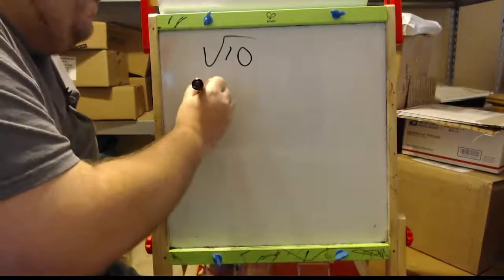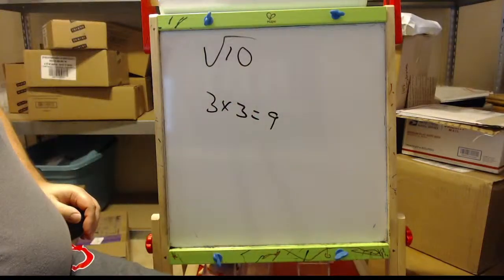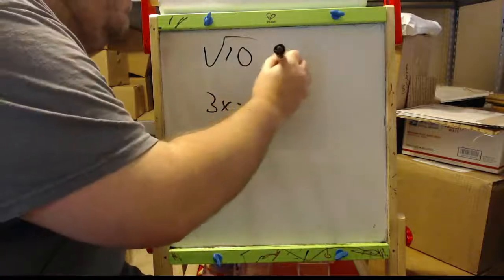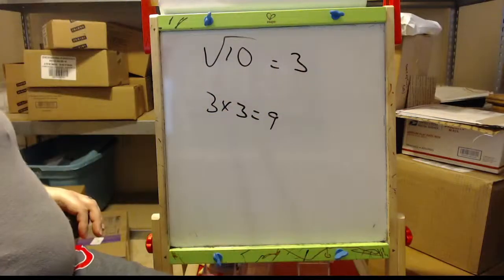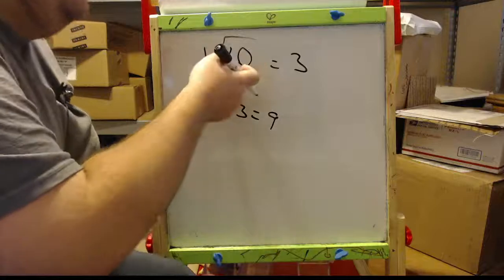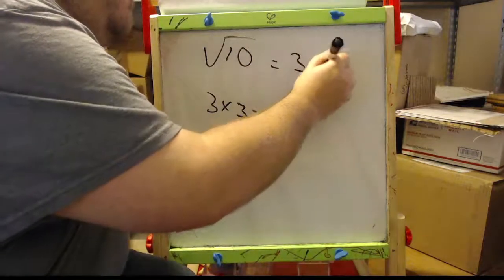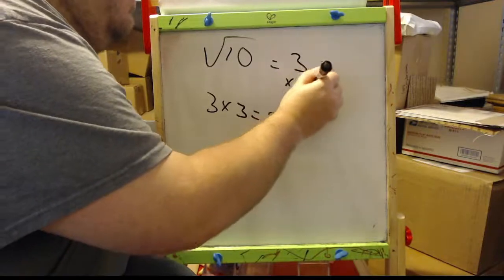I do know that 3 times 3 is 9. So I know that the square root's got to be 3. Right? And now there's 1 left over. 3 goes into 10, there's 1 left over. 3 1/3. So if I take 3.3 times 3.3, what do I get?